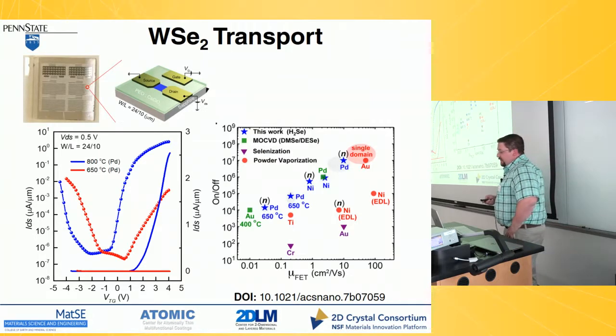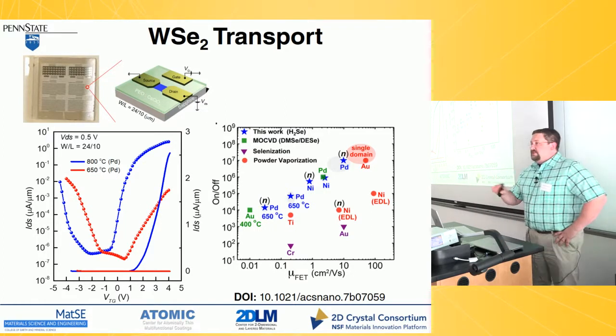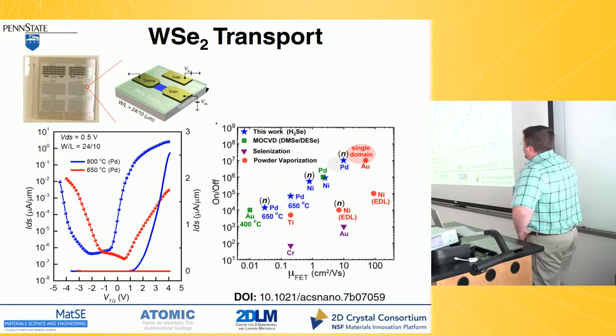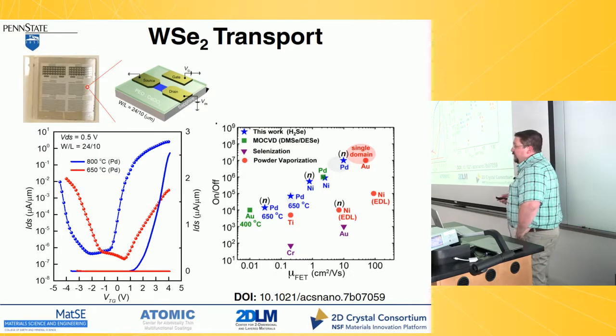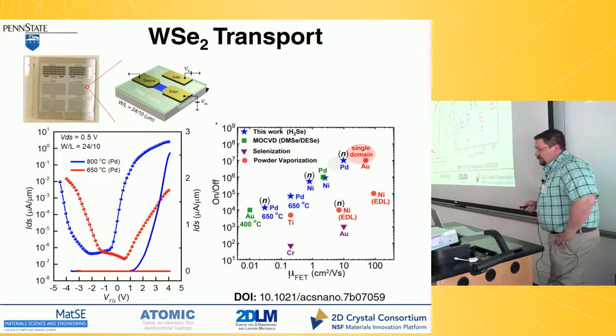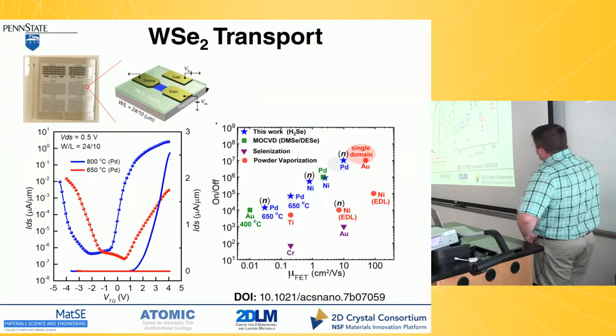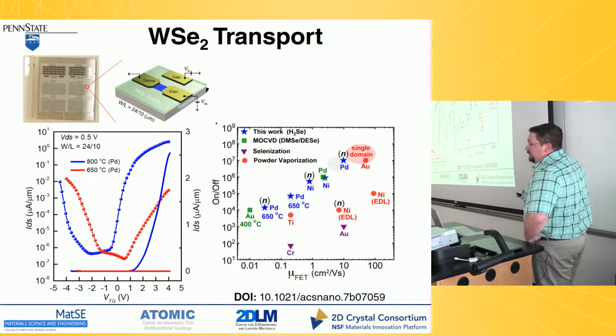And the other thing that we found is that our guys are in blue here, so depending on the contact, your FET mobility can change because there's contact resistance impact, right? But we were on the order of 10 to the 7, 10 to the 8 on-off ratio in these materials. So you can see here it's a good on-off ratio. And mobilities that are very similar to single domain with gold.